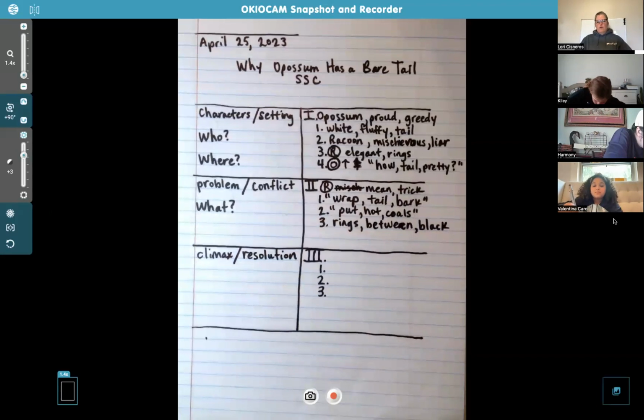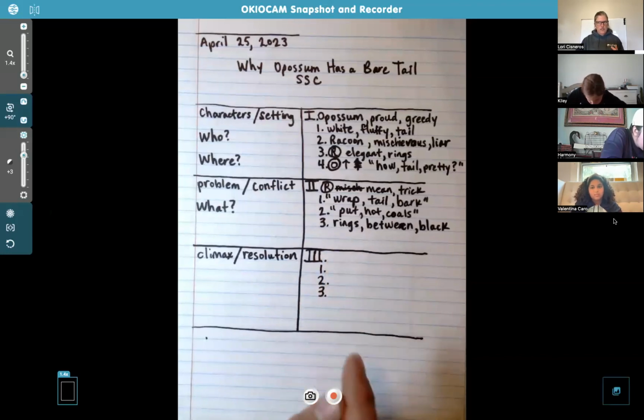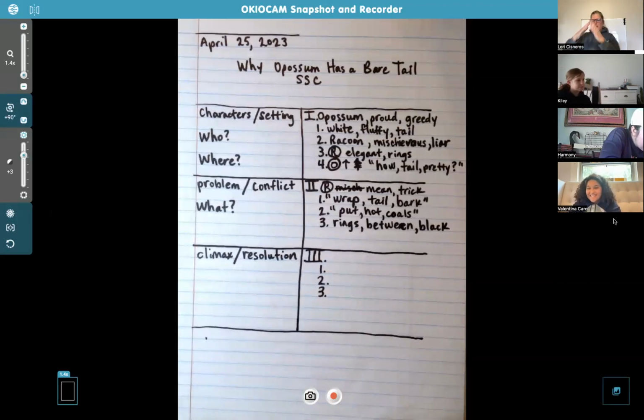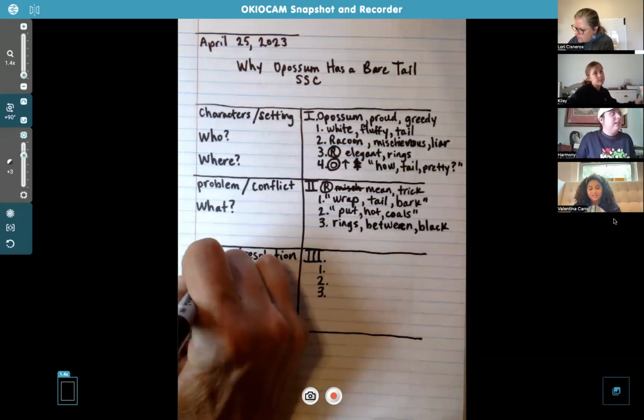Climax, that's that part. Remember with Po and Kung Fu Panda, that's where he's battling Kai, and we don't know if he's going to win or lose, right? We don't know if Kai is going to take over the city or if Po is going to actually win the battle, because when you watch it the first time, we don't know who's going to win. So that climax is that point of the story. It's like, okay, is Opossum really going to listen to Raccoon and put his tail in the fire? Yes, he is. That climax is that point where it's like, okay, I don't know how this is going to end.